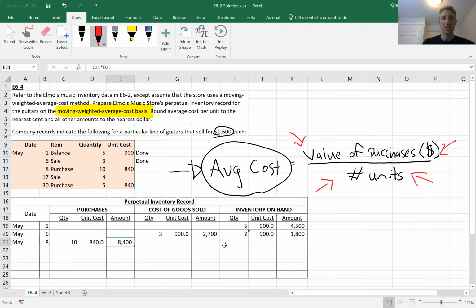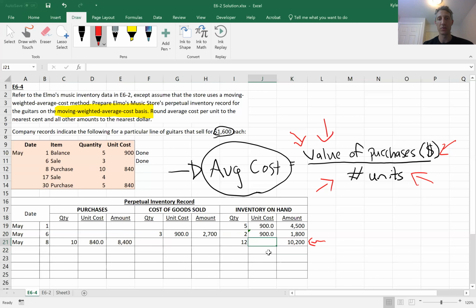So here, when I was talking about May 6th, I said the average unit cost doesn't update on sales. I said it does on purchases, and this is a perfect example. So before, we had 2 units. We added 10 units into our storage room. So now we have a total of 12 units. The total value of these purchases is going to be, well, what was the value before this purchase? We had $1,800 worth, and we added $8,400 in total value to our balance sheet. So our total value right now is $10,200.